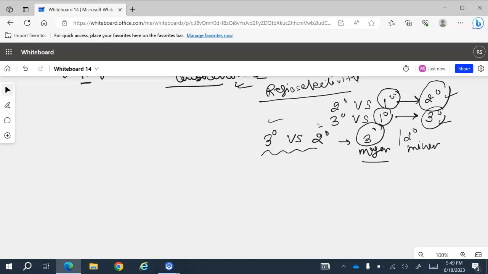Let us see one other example quickly, the implementation of the Markovnikov rule here. Suppose this is an alkene.